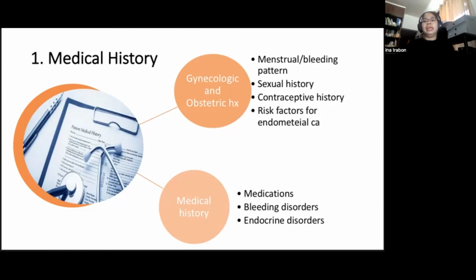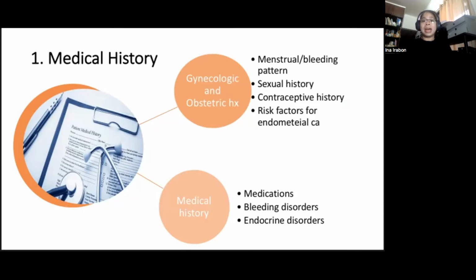Is this bleeding associated with dyspareunia? Because those are clues that the patient may be suffering from endometriosis or adenomyosis. Or is the patient even sure that the bleeding is coming from the vagina? Maybe it's coming from the rectum or the urethra.